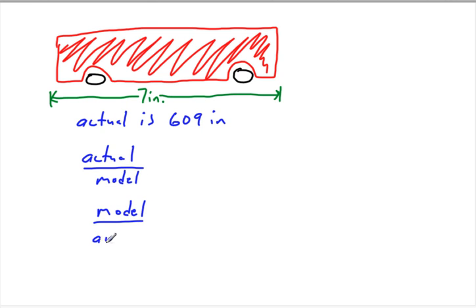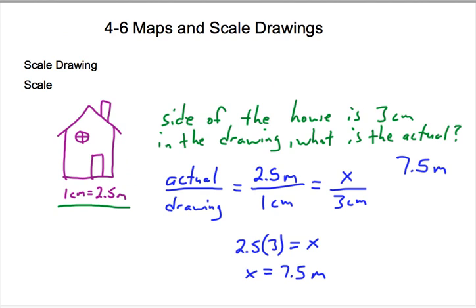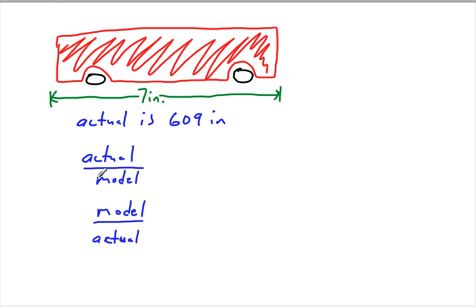Like I said before, it doesn't matter which one you do. You just pick one. I think I did actual on top first last time, so I'll do the model one this time. So if we know that the model is 7 inches and that the actual is 609 inches, we can figure out, and this isn't a solve for x situation, we're just going to figure out the scale, and we do that just by reducing.